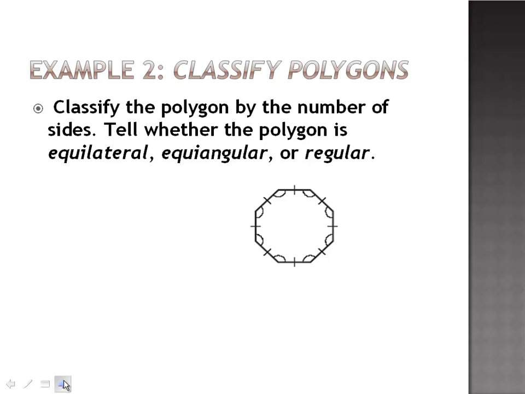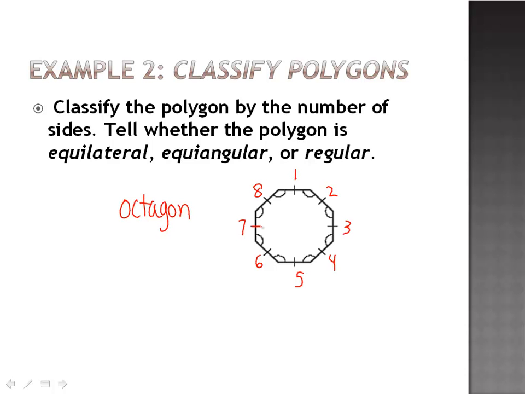Example 2, classify polygons. Classify the polygon by the number of sides. Tell whether the polygon is equilateral, equiangular, or regular. So here's 1, 2, 3, 4, 5, 6, 7, 8 sides. And if I have 8 sides, that is an octagon.